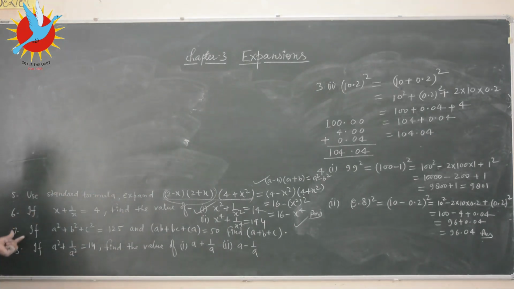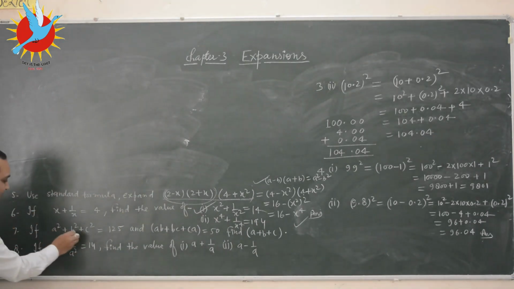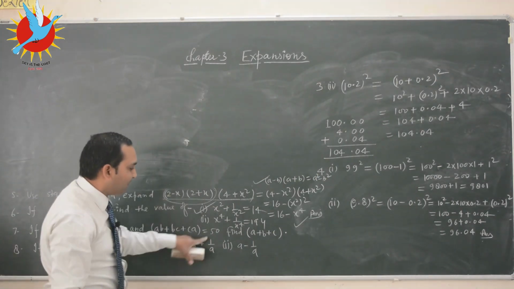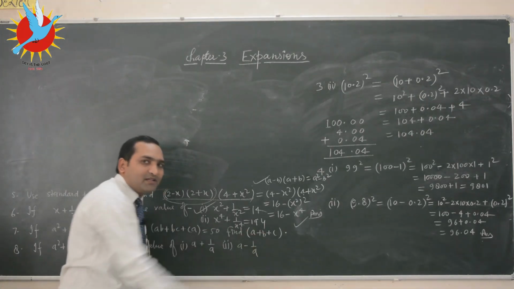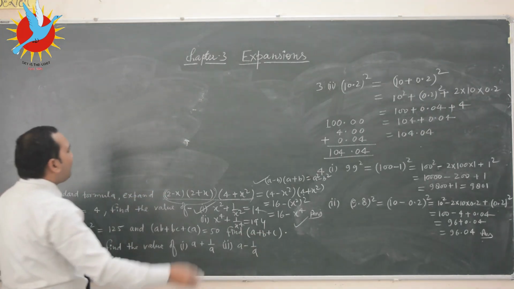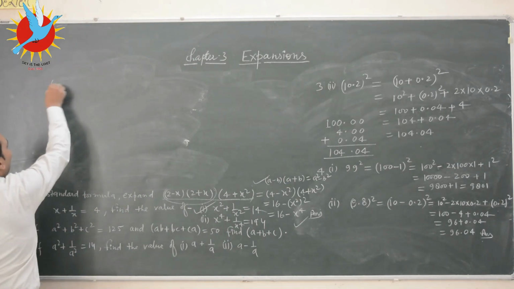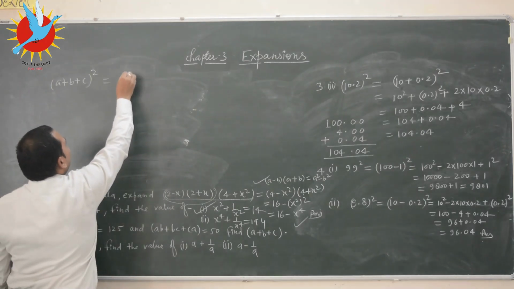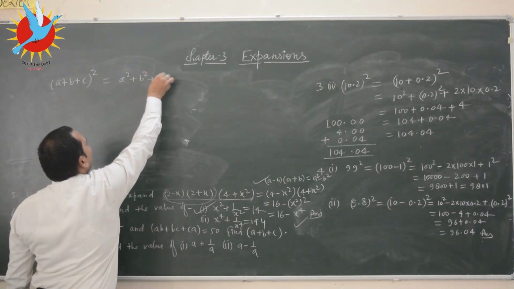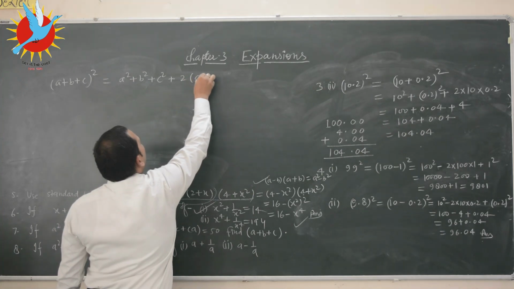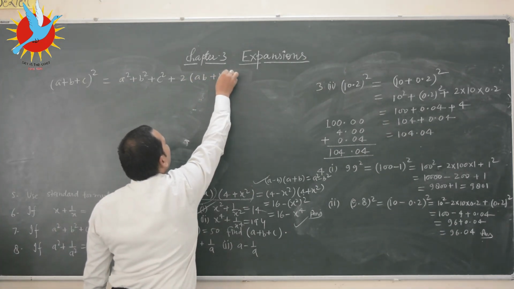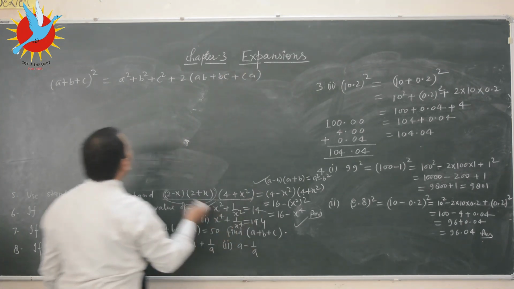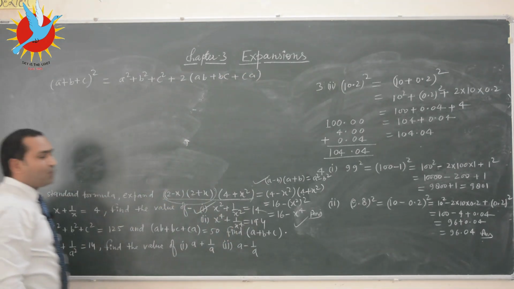Similarly, this question number 7: if a square plus b square plus c square is given and ab plus bc plus ca is 50, find the value of a plus b plus c. So one formula we have: a plus b plus c whole square is equal to a square plus b square plus c square plus 2 in bracket ab plus bc plus ca. This is the formula for a plus b plus c whole square.